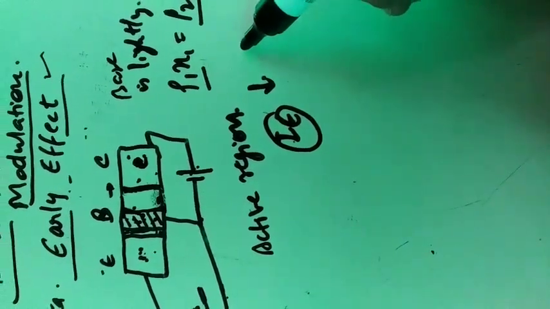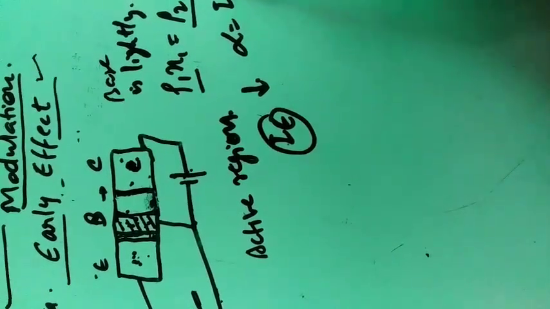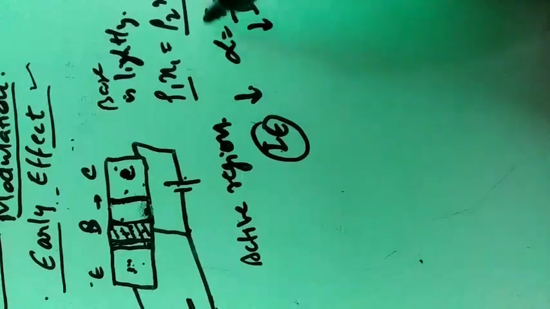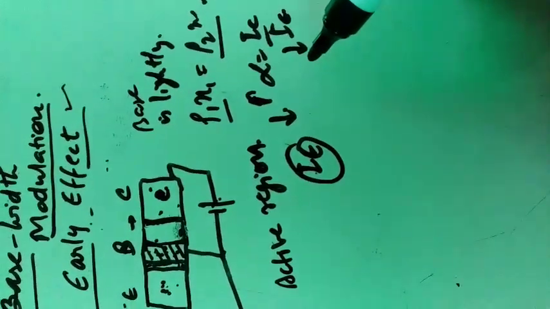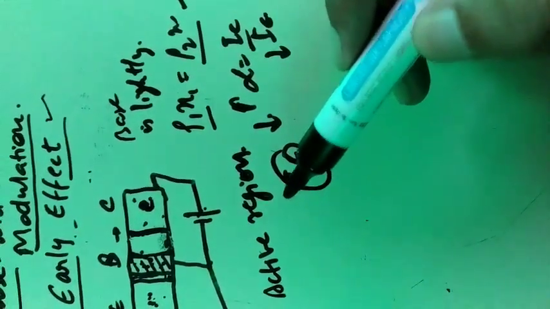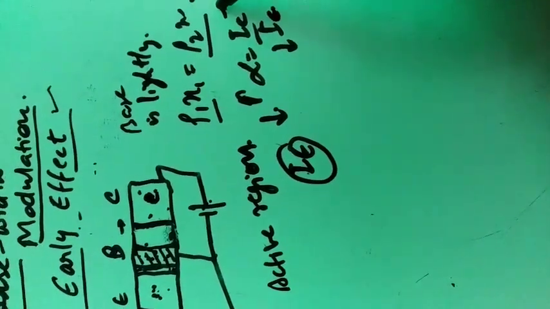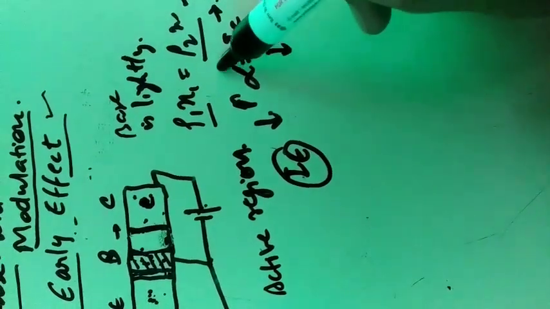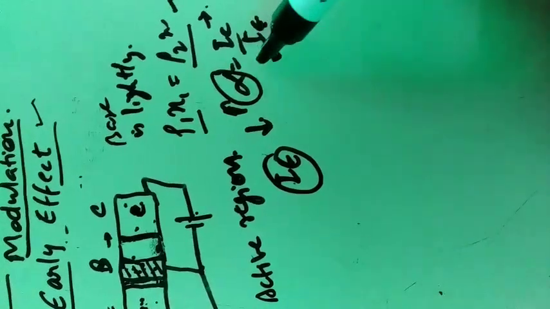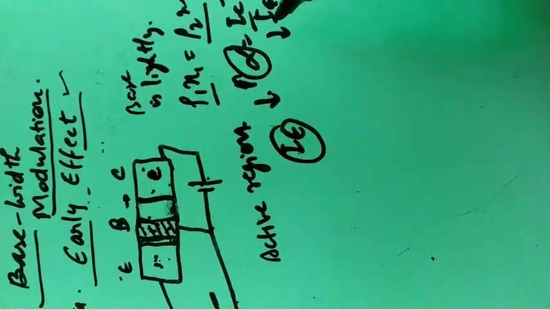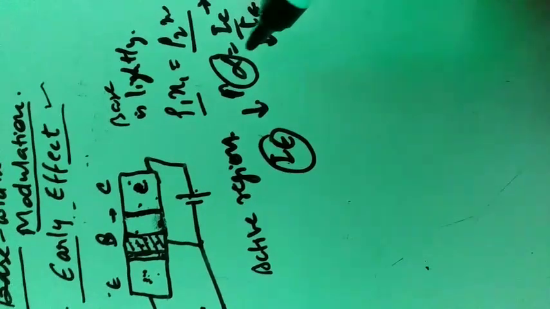You know that alpha is IC by IE. So when IE decreases, then alpha will absolutely increase. IC will more or less remain the same, although IC also depends on IE, but when IE decreases, alpha will increase. So you have to remember this process, the Early effect, and its effect on the current gain, this alpha.